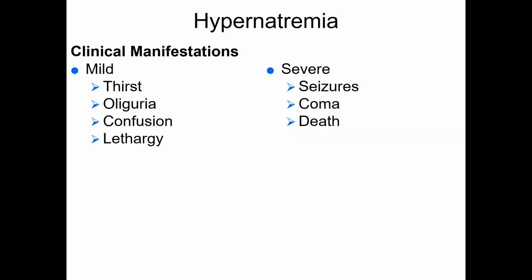And then manifestations, a lot of these are very similar to what you would see if you're dehydrated: thirst, oliguria, very low urine output. And then hypernatremia, when it's very severe, also has the potential, obviously, to be life-threatening as well because of its implications related to dehydration as well.